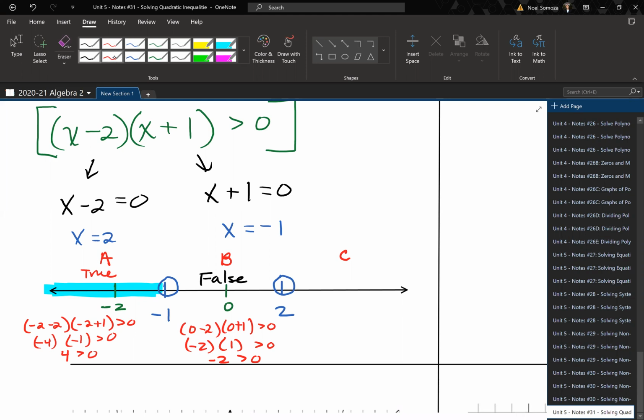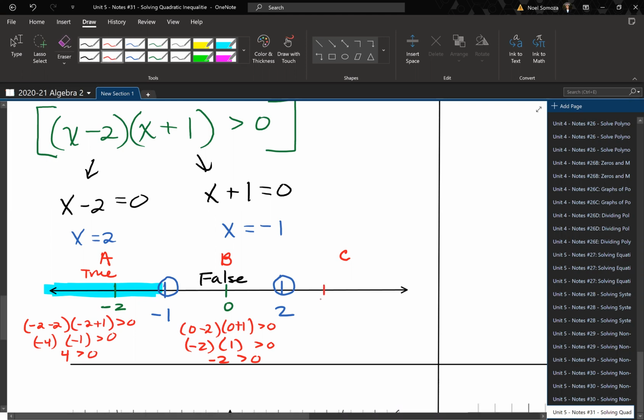And then we test our last interval. We'll plug in 3. So let's test 3. That's 3 minus 2 times 3 plus 1 greater than 0. 3 minus 2 is 1, and 3 plus 1 is 4. So 1 times 4, that's 4 greater than 0. That means this is a true statement. So therefore, this interval from 2 all the way to positive infinity would be part of our solution set as well.